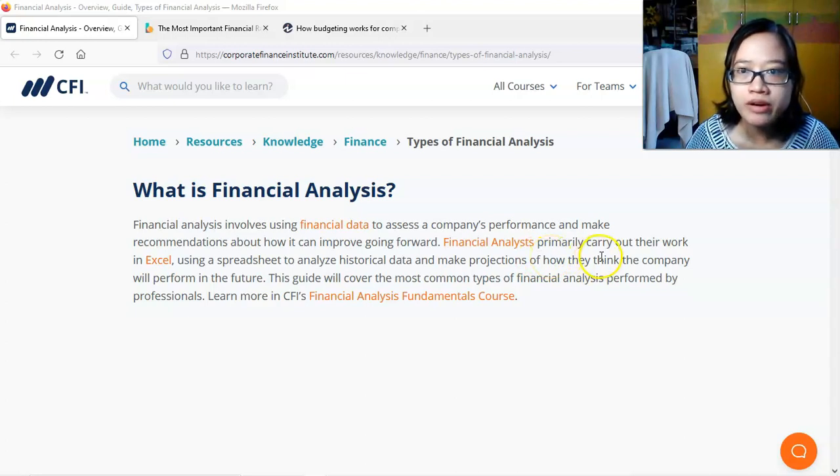Financial analysts primarily carry out their work in Excel spreadsheets, because there are formulas and functions that would aid in sorting out data or information. Using a spreadsheet to analyze historical data and make projections of how they think the company will perform in the future. So this is the guide. Essentially, the whole article is a guide which will cover the most common types of financial analysis performed by professionals.